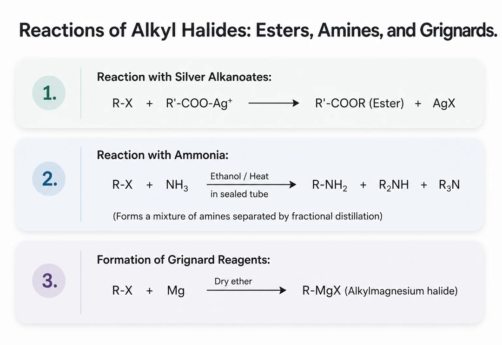There are a few more key reactions for alkyl halides. Reacting them with silver alkanoates directly yields esters. Heating an alkyl halide with ethanolic ammonia in a sealed tube produces a mixture of primary, secondary, and tertiary amines, which can later be separated by fractional distillation. Finally, reacting any alkyl halide with magnesium metal in dry ether forms an alkyl magnesium halide, universally known as a Grignard reagent, which is a powerful nucleophile for building complex molecules.